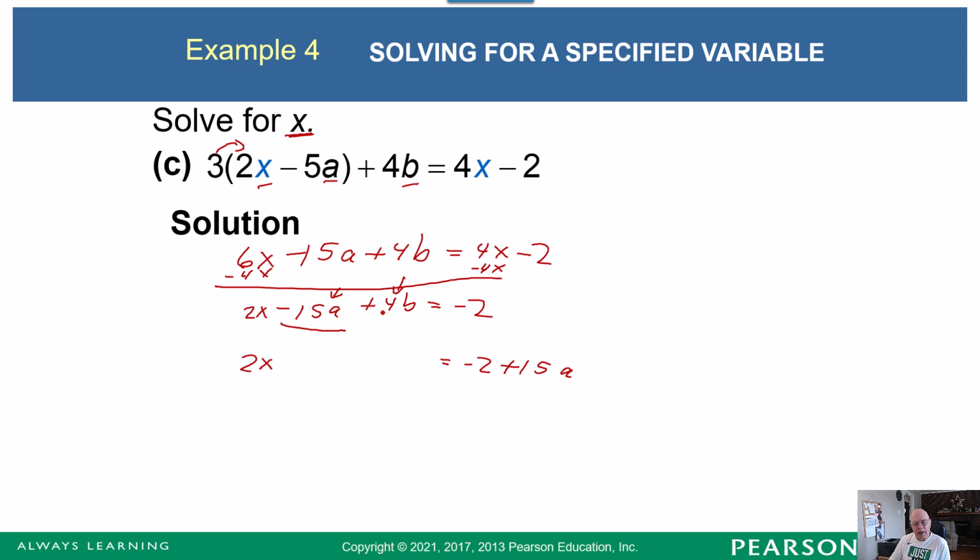But I also want to get rid of the 4b, so I'm going to have to subtract 4b. Subtracting 4b, I only have 2x on the left side, and now I have minus 4b on the right side. And we're getting close. I need to divide by 2.